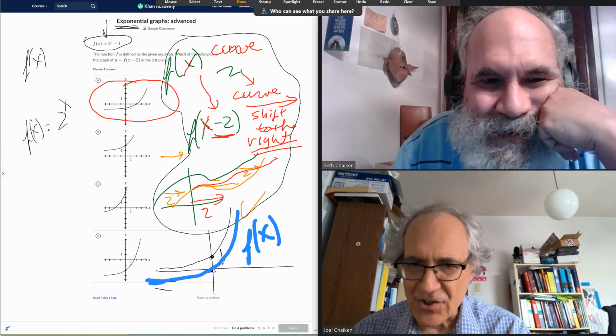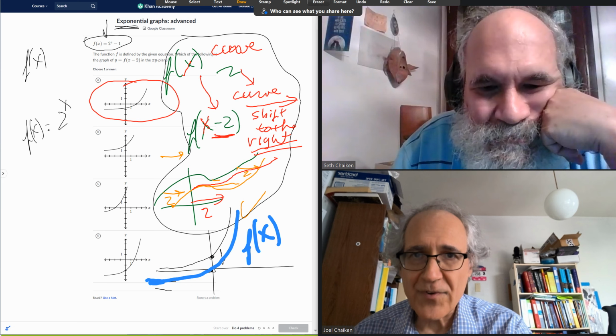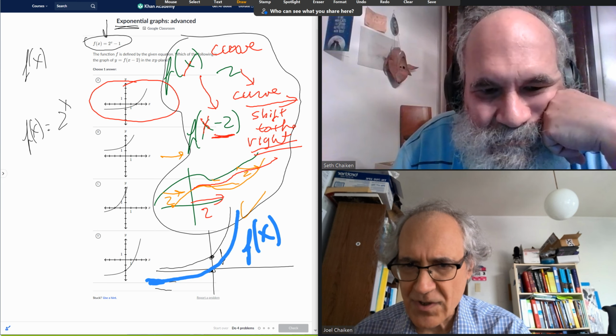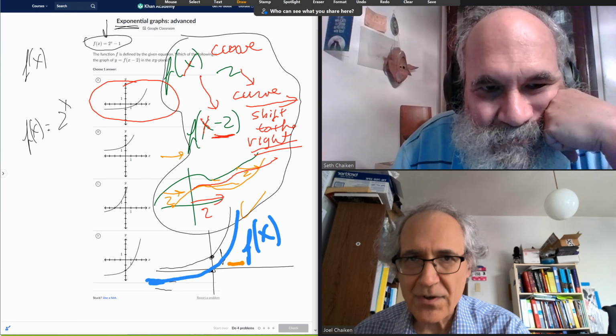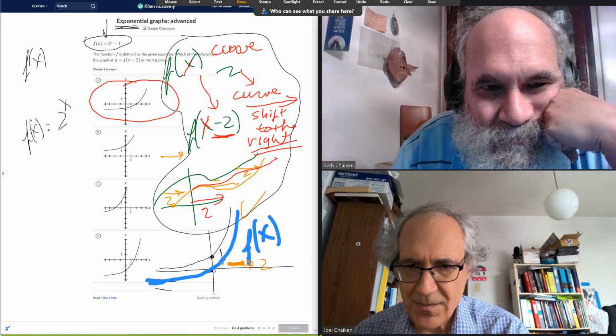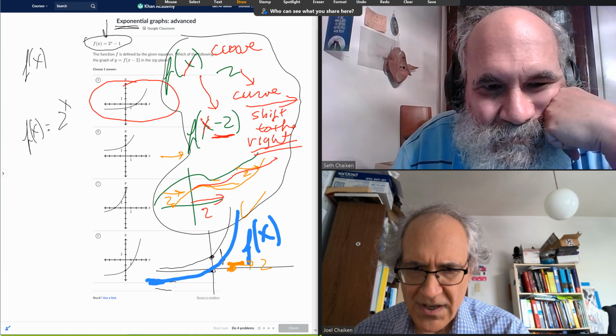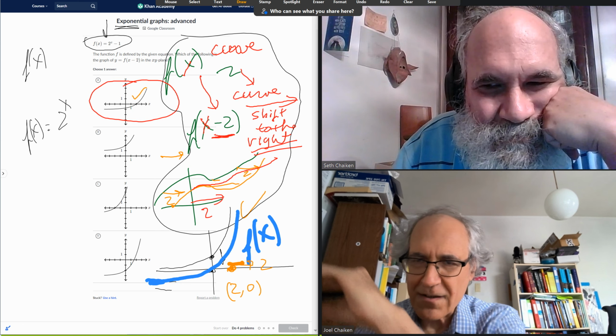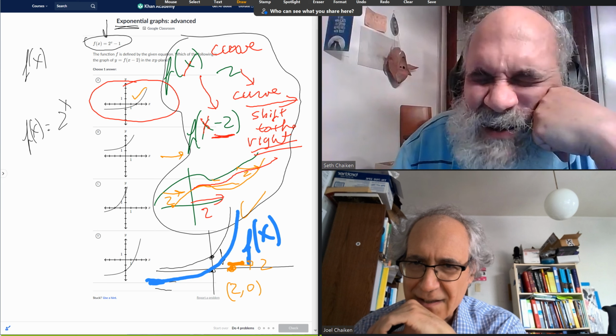So which of these looks like it's moved over 2 units? That means it would have to go through (2, 0), right? So the only one that goes through (2, 0) is Seth. Wow, Seth got it right. My God. Yes, I did.